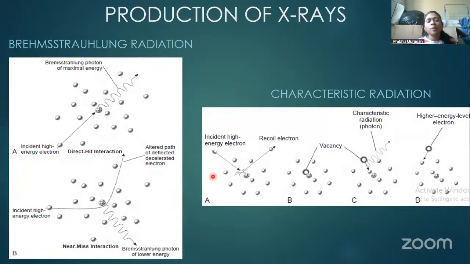Okay. Next comes your production of X-rays. This is going to include two main types. First thing is your Bremsstrahlung radiation. Second thing is your characteristic radiation.